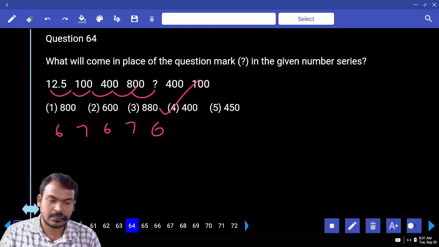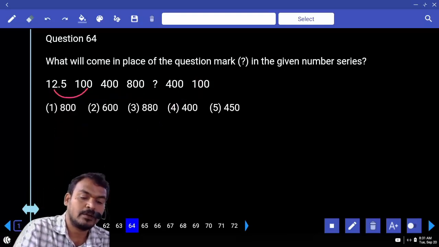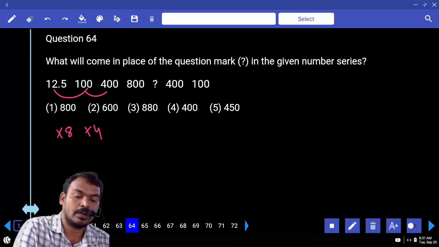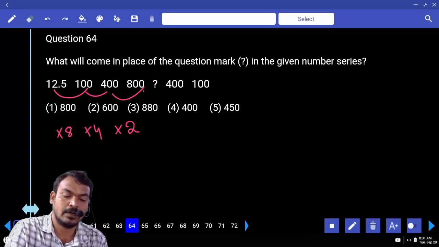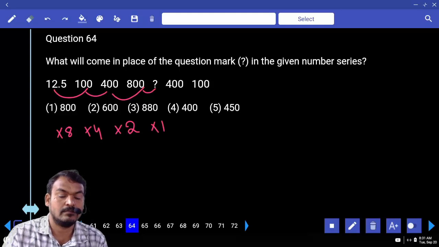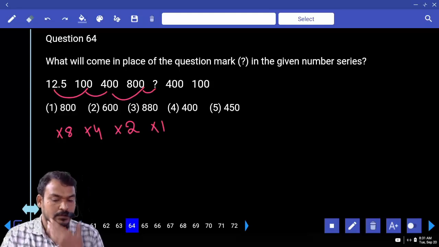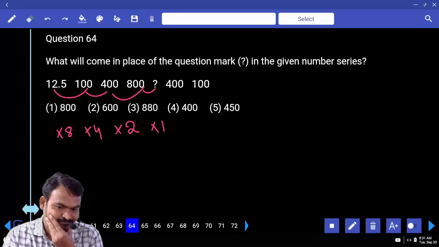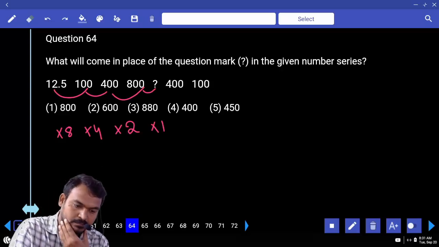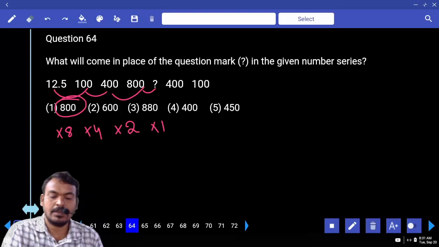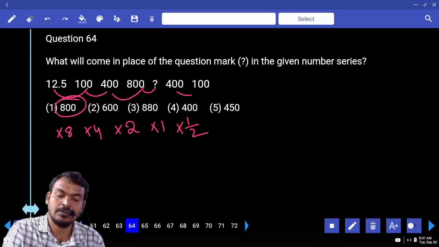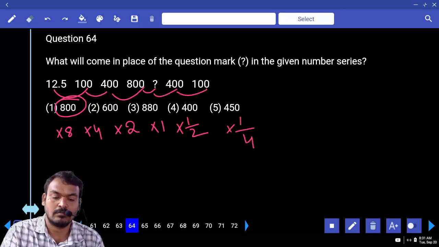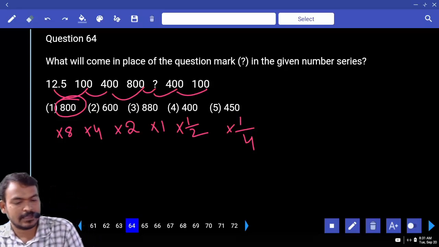Next question number 64. 12.5 to 100, almost 8 times or not? 100 to 400, 4 times. 400 to 800, 2 times. Into 8, into 4, into 2. Next one, into 1. Answer 800. Next one, into half or not? 800 into half means 400. Next one, into 1 by 4. 100 or not? What is the answer? 800 or 400?